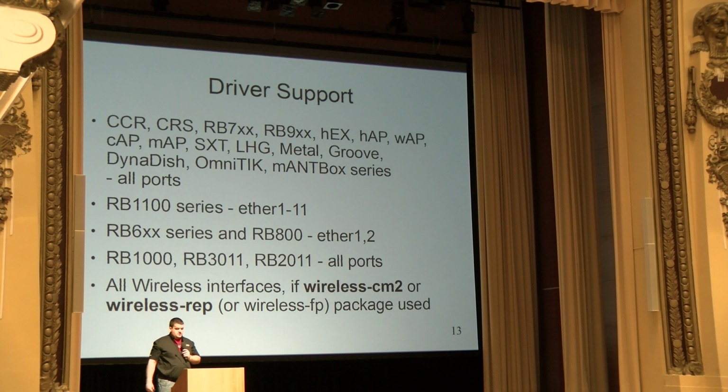RouterBot 600 series and RouterBot 800 have it on Ethernet 1 and Ethernet 2. And RB1000, 3011, and 2011 on all ports. And of course, all wireless interfaces have support if you use wireless CM2 or wireless rep, or if you still use wireless FP. Wireless FP is separate because if you received our update in 6.36, we will be discontinuing the wireless FP package. So wireless CM2 and wireless rep will be the only ones remaining.